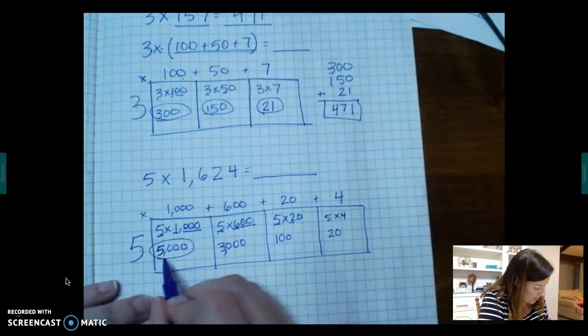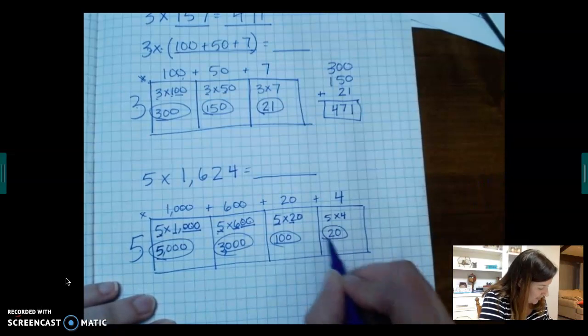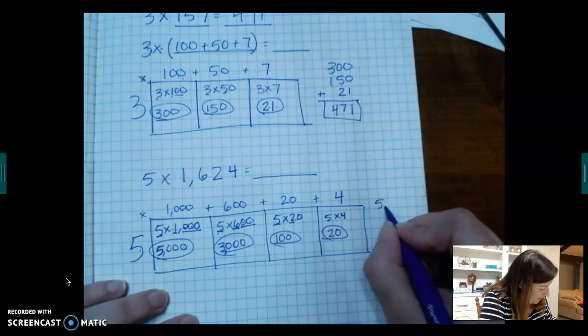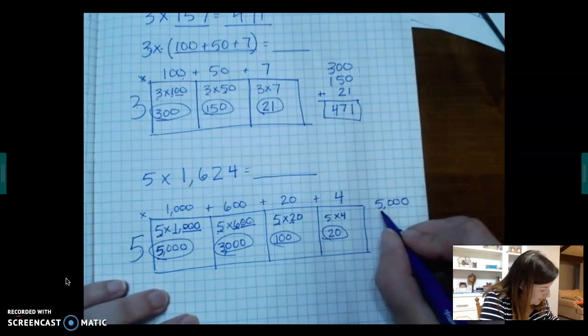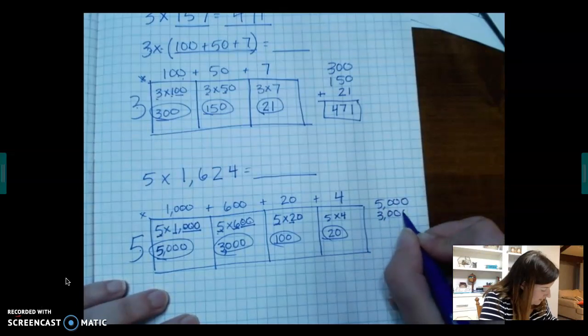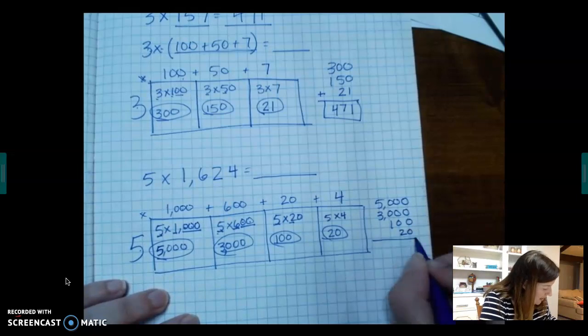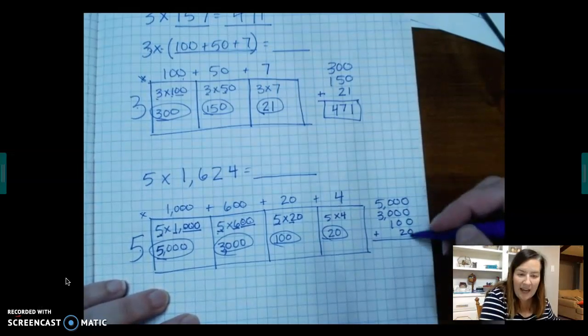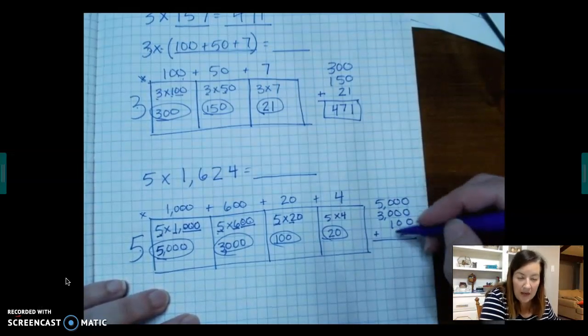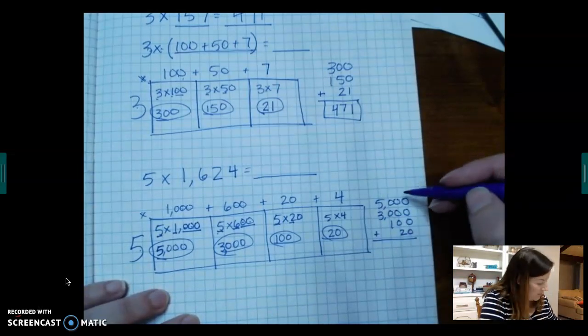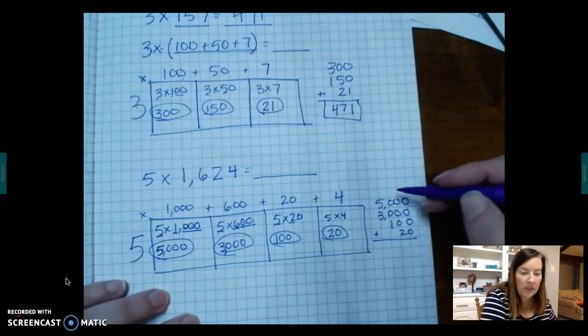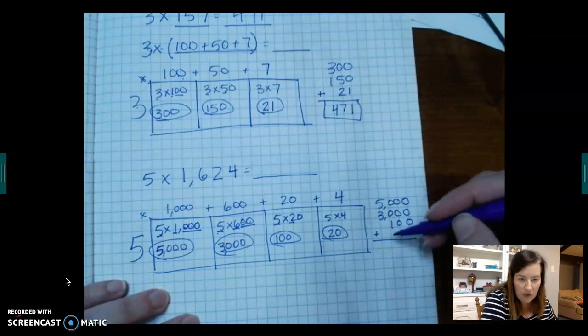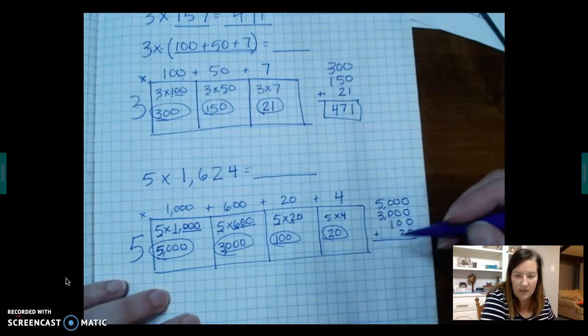The last step is to add up all these numbers. So we have 5,000, 3,000, 120. It's very important, when you're adding, to line up your place value. Notice you always have to make sure the ones are in line, the tens are in line, the hundreds are in line, and the thousands are in line.